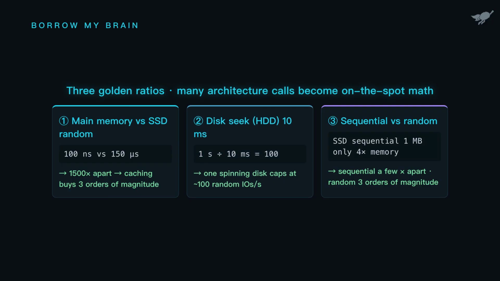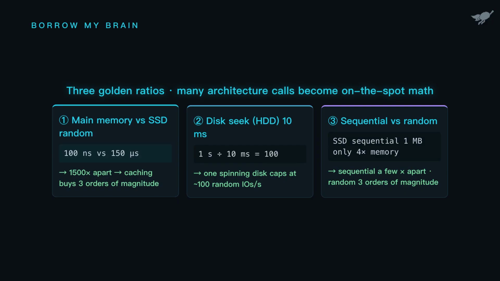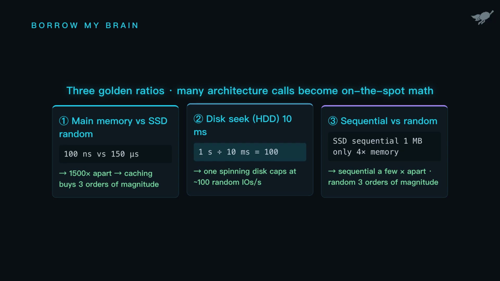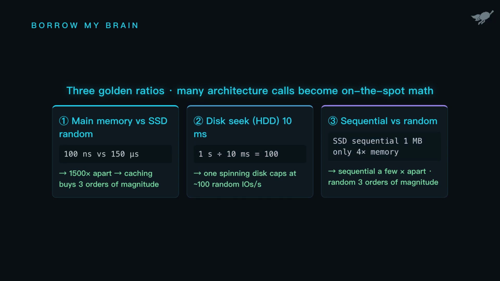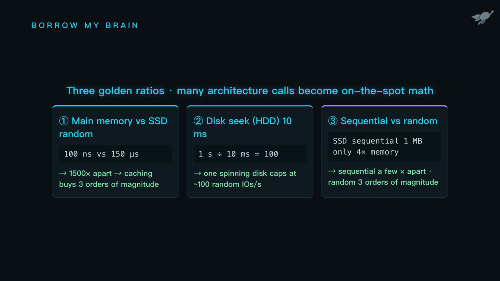Number 3, read 1 MB sequentially from SSD, 1 millisecond. Only 4 times slower than memory. On sequential reads, disk and memory are a few times apart. On random reads, 3 orders of magnitude. Hold on to those 3, and a lot of architecture decisions become math you can do on the spot.